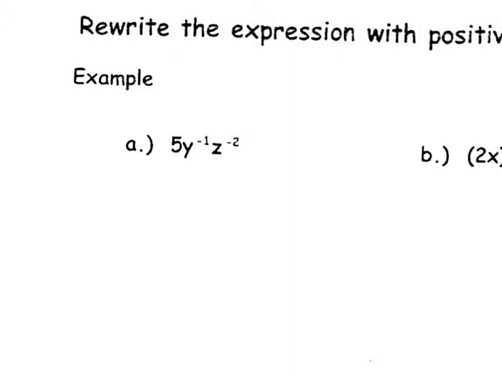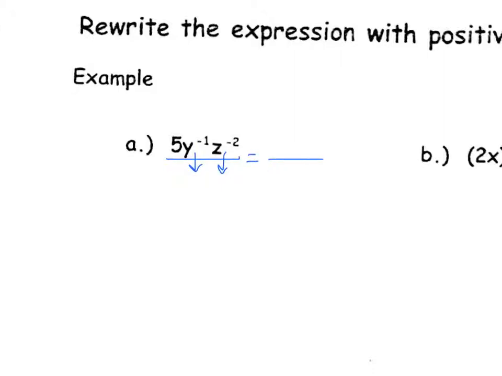Letter A here has a couple things that have negative exponents. Anything that has a negative exponent is going to be moved across the fraction line. Notice that the 5 here does not have a negative exponent, only the y and only the z. So the 5 will not move. It does not have a negative exponent, therefore it does not need to move. So when you draw your fraction line, only the y and only the z is going to come down.